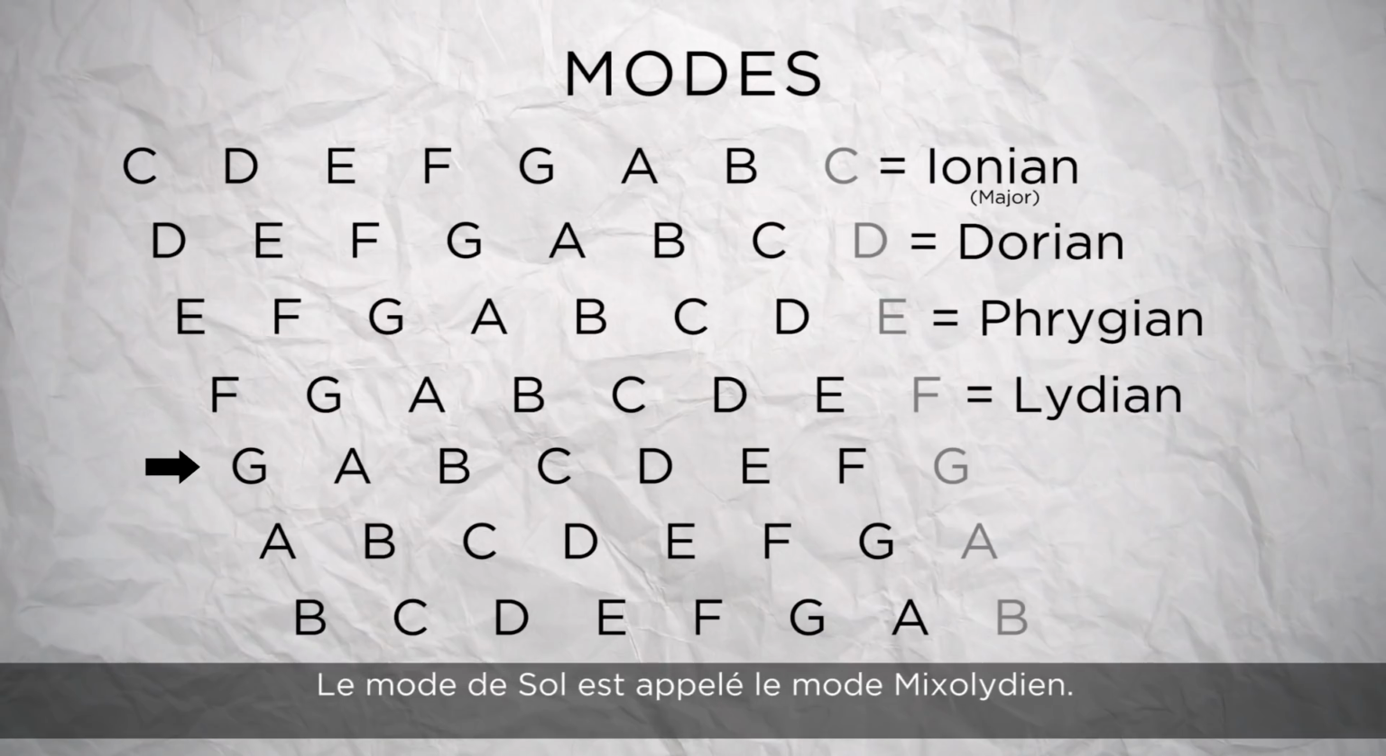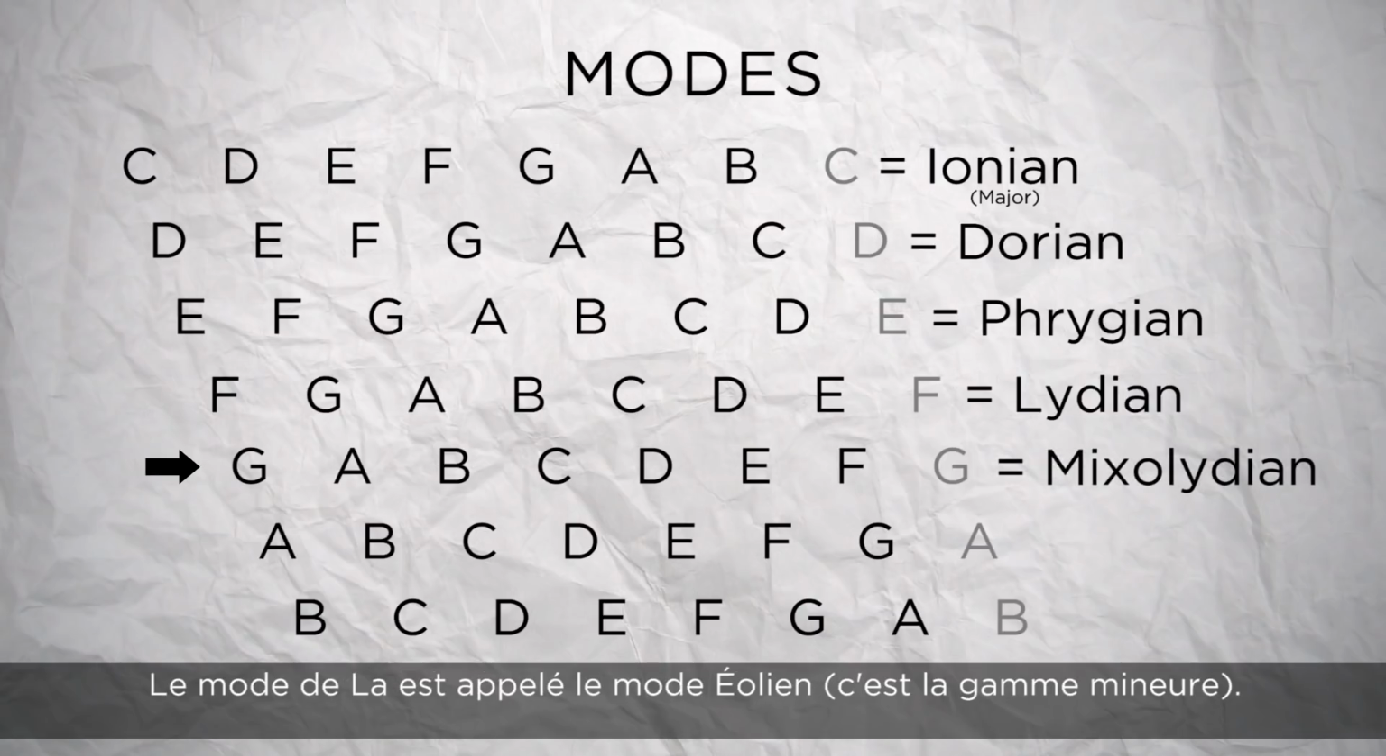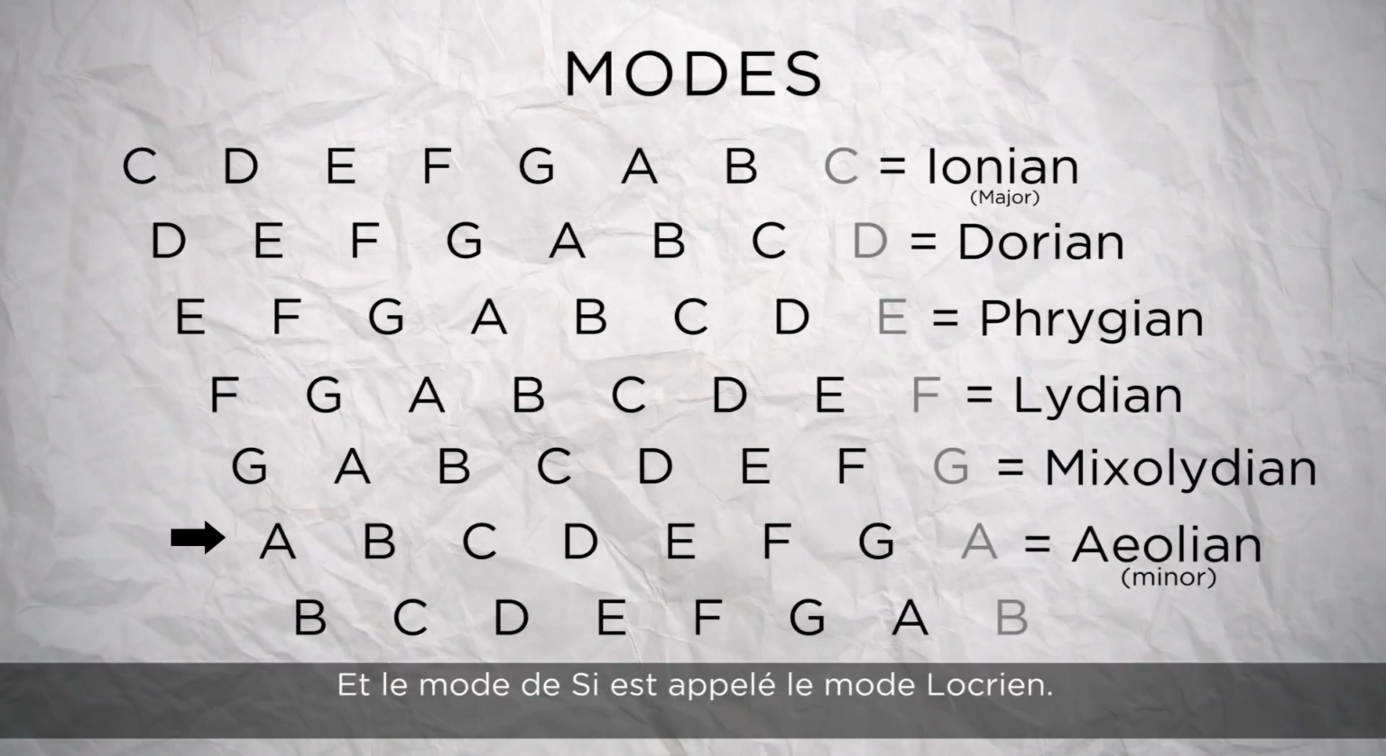The mode of G is called the Mixolydian mode. The mode of A is called Aeolian mode, that's the minor scale. And the mode of B is called the Locrian mode.